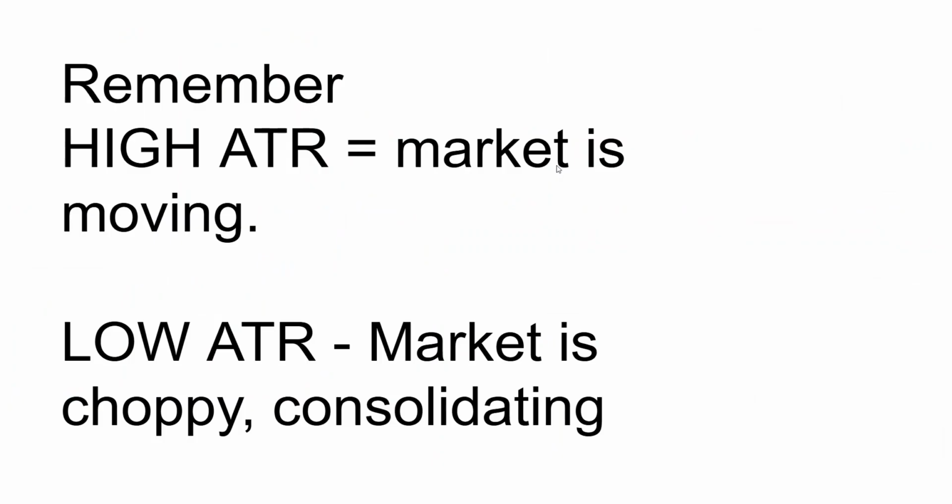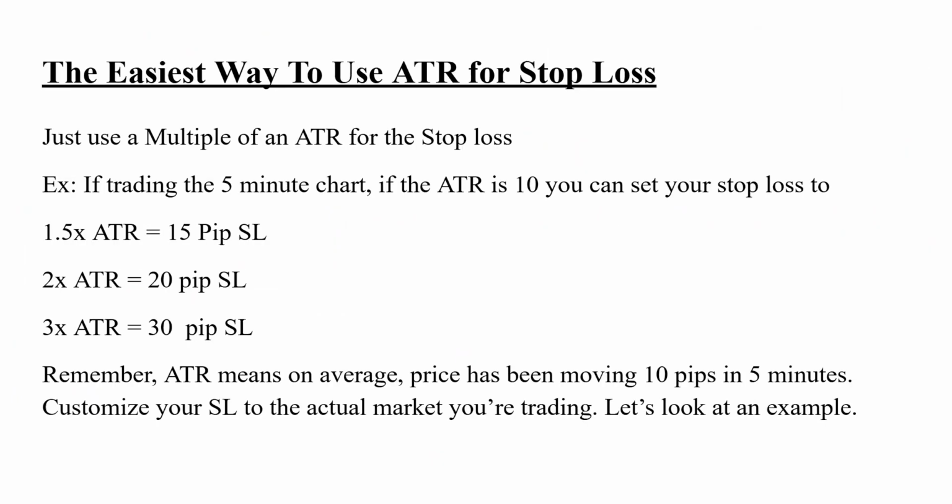So that's that. So remember, high ATR, market's moving. Low ATR, market's chopping, consolidating, may or may not be worth trading. So now let's talk about the next usage case, which is stop loss placement. The easiest way to use the ATR for stop loss is just using multiple of the average true range for the time frame that you're trading.